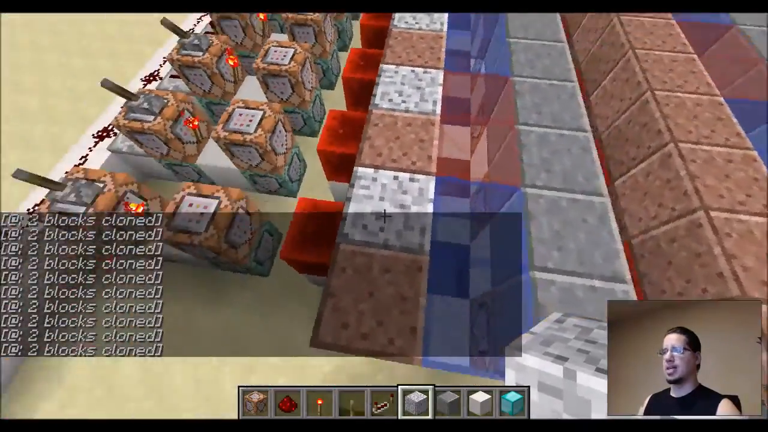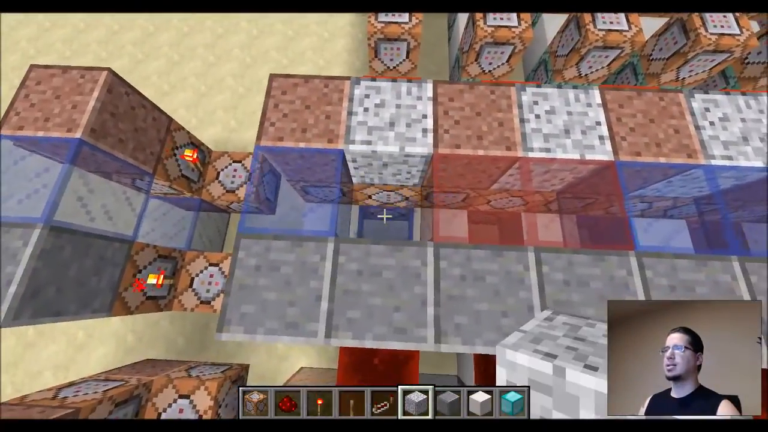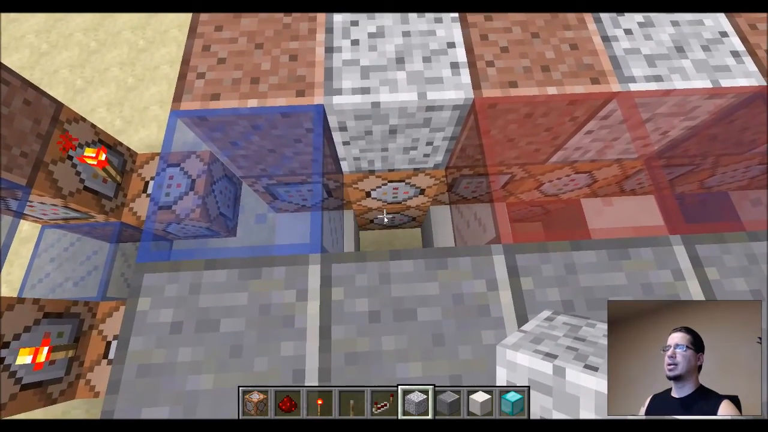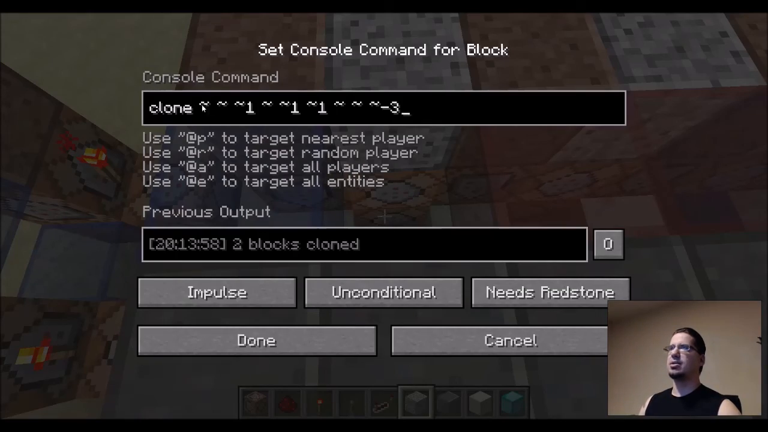The reason for that is these right here. All right, so this one is cloning, right? So now as you can see, this is our Y, so this is our height. So we're cloning 2 blocks over here, and then we're moving it 3 blocks south. Hold on, that way. All right.